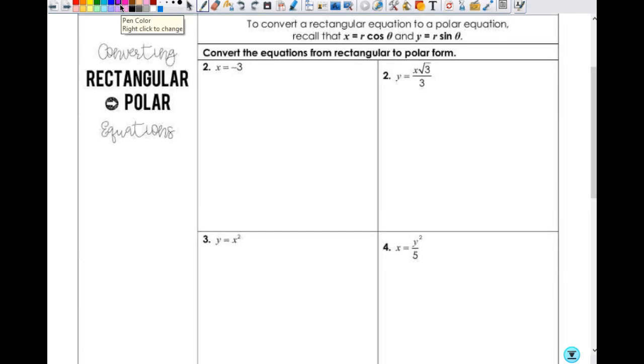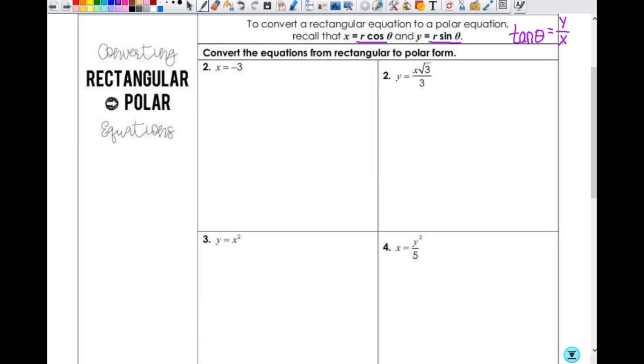It says to recall that x equals r cosine theta and y equals r sine theta. In terms of all of that stuff, what does tangent theta equal? Y over x. So we might use that too. You can work all of these without worrying about that, but sometimes that one makes things a little bit easier. Alrighty, so let's look at the first number 2.